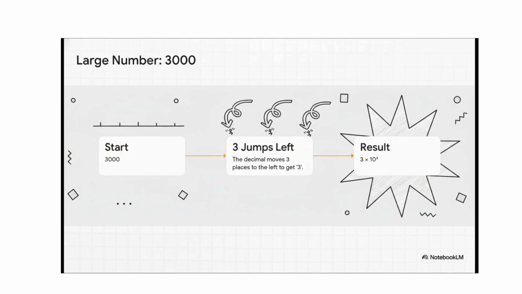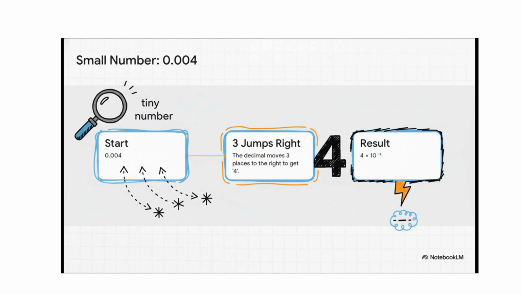Okay, let's take the number 3,000. Now, the decimal point is kind of hiding there at the very end, right? So we're going to jump it 1, 2, 3 spots to the left, so it lands right after the 3. Since we made 3 jumps, that becomes our power of 10. And that's it. 3 times 10 to the power of 3. Simple.